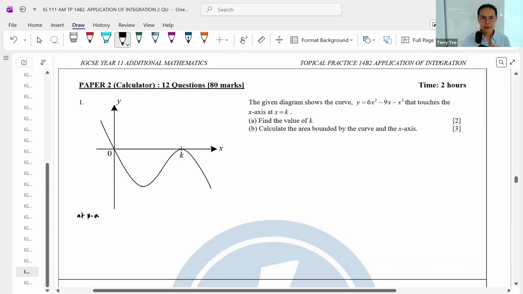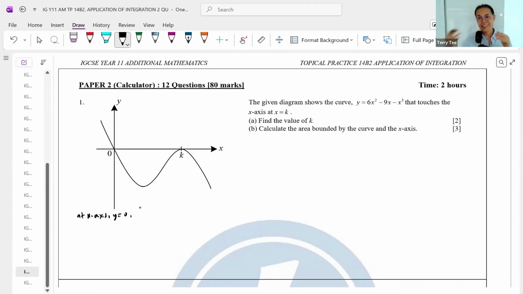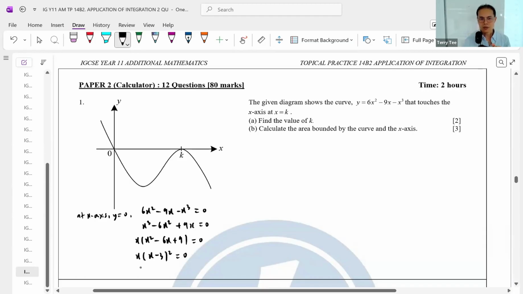At the x-axis, y is 0. When my y is 0, you will get, some people write k, 0, substitute k, 0 also can. You will get 6x squared minus 9x minus x to the power 3, let it be 0. I'm going to transfer everything to the right. I'll get x cubed minus 6x squared plus 9x equals 0. I'm going to factorize my x, left with x squared minus 6x plus 9 equals 0. So from here, we can actually factorize this to (x minus 3) squared. So the roots are 0 and 3.